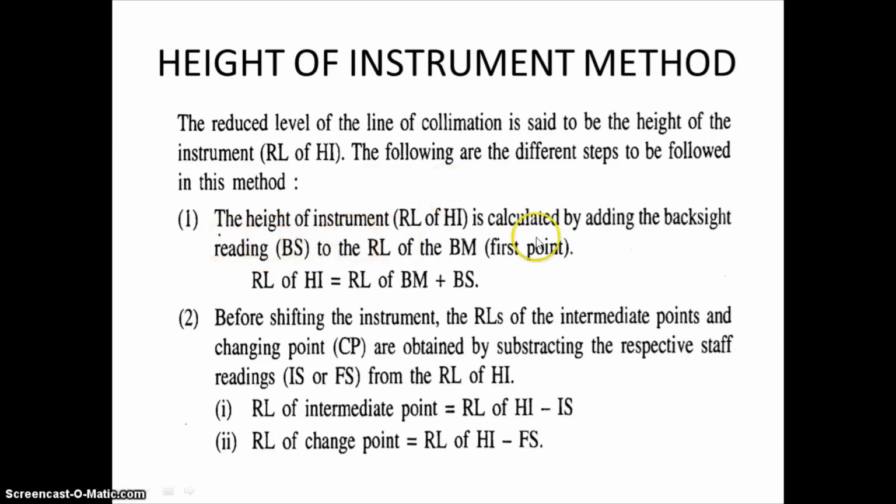The first, the height of instrument is calculated by adding the backsight reading to the RL of benchmark. As I already told you, that is RL of HI is equal to RL of benchmark plus backsight.